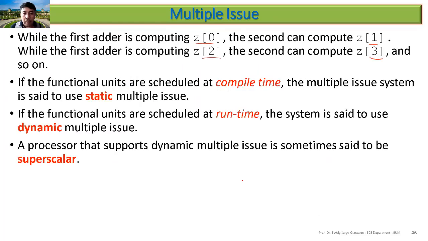If the functional units are scheduled at compile time, the multiple issue system is said to be static multiple issue. If the functional units are scheduled at runtime, the system is said to use dynamic multiple issue, especially if you are using the FPGA, for example.